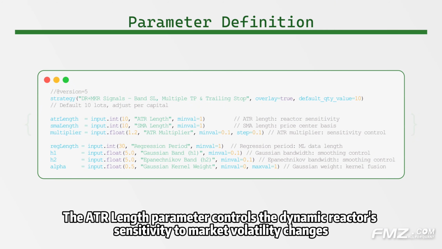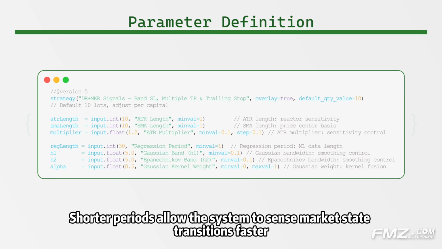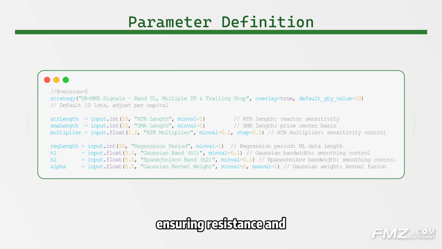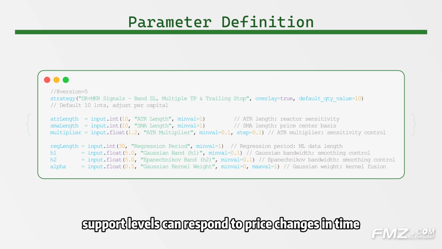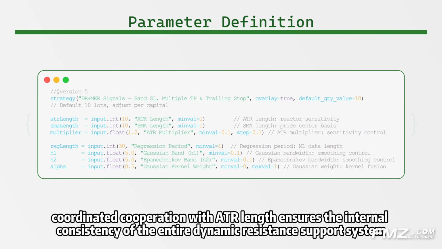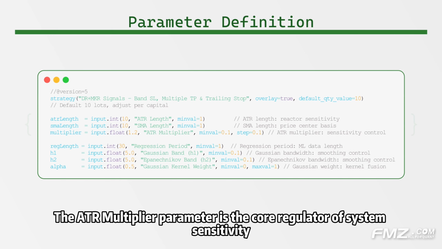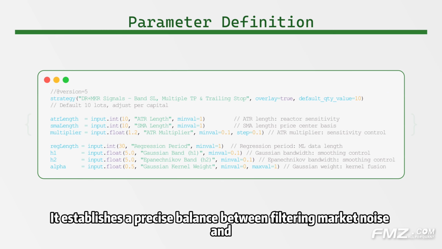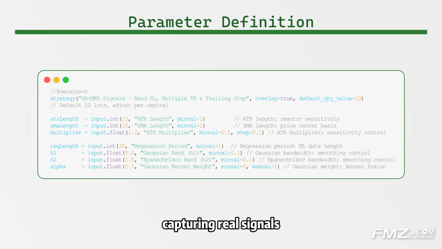The ATR length parameter controls the dynamic reactor sensitivity to market volatility changes. Shorter periods allow the system to sense market state transitions faster, ensuring resistance and support levels can respond to price changes in time. The SMA length parameter determines the calculation basis for the price center, and coordinated cooperation with ATR length ensures the internal consistency of the entire dynamic resistance support system. The ATR multiplier parameter is the core regulator of system sensitivity. It establishes a precise balance between filtering market noise and capturing real signals.